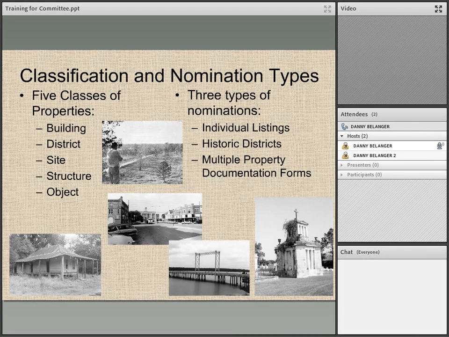There are 3 types of nominations you could see. Most often we see individual listings. You'll also see historic districts. We have 2 historic districts on the July agenda. And then multiple property documentation forms, which we are just starting to use more of, and you'll see one of those on the July agenda for USHA-funded public housing.